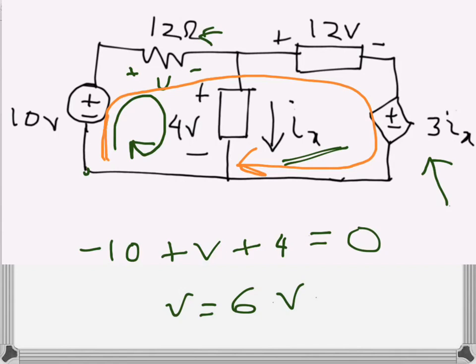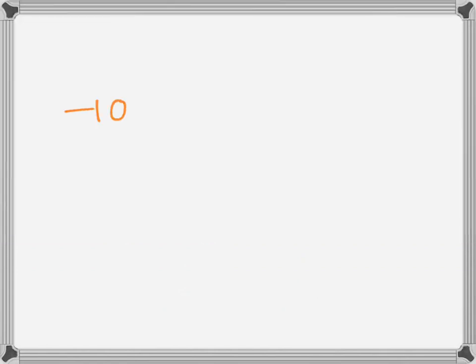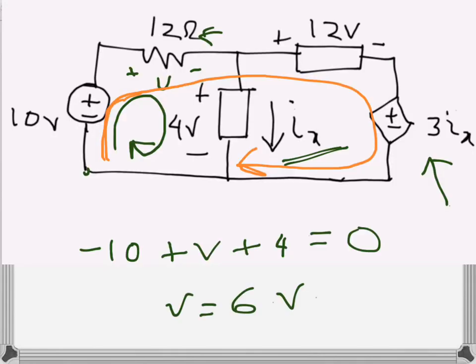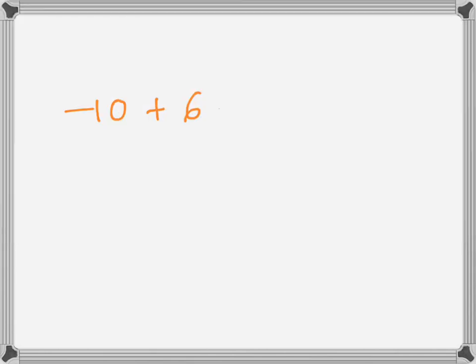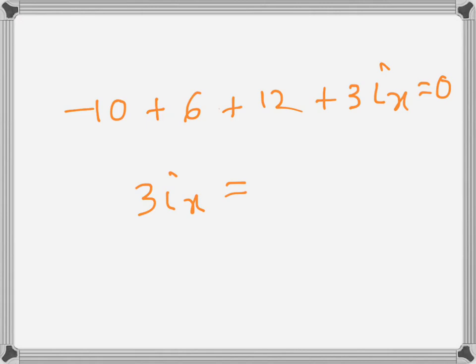So when we go in this direction, the 10 volts comes as a rise, so minus 10, then plus 6 because V is positive and that's a drop, and then 12 volts, this one, that's also a drop, plus 12, and then plus 3Ix, that's equal to 0. So we get 3Ix becomes 10 minus 18, so that's minus 8.